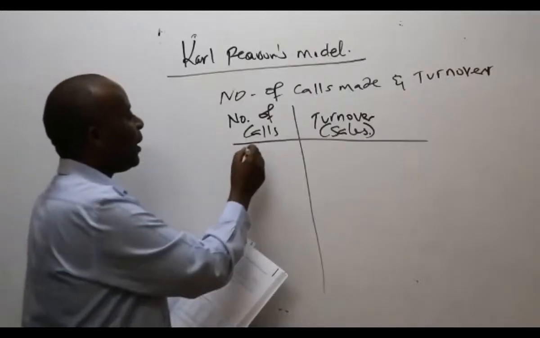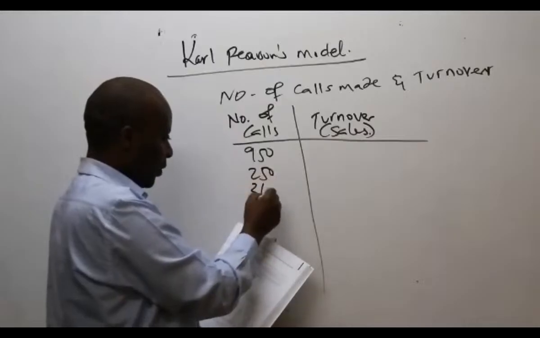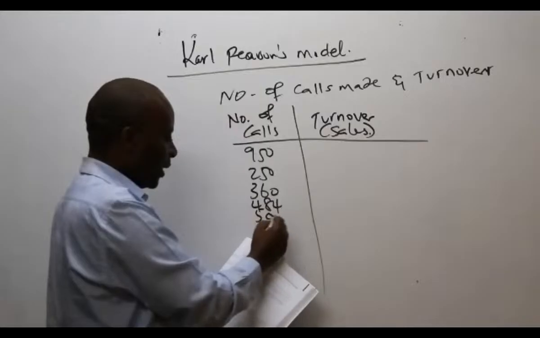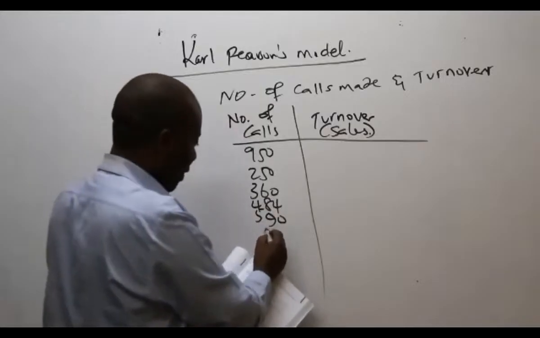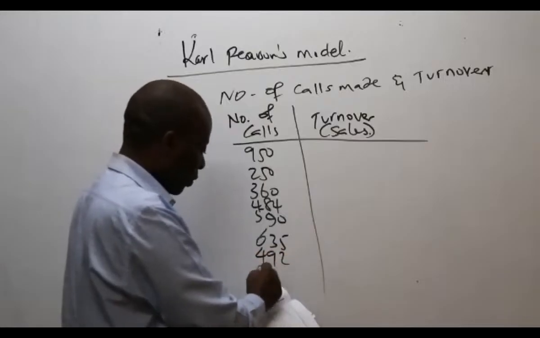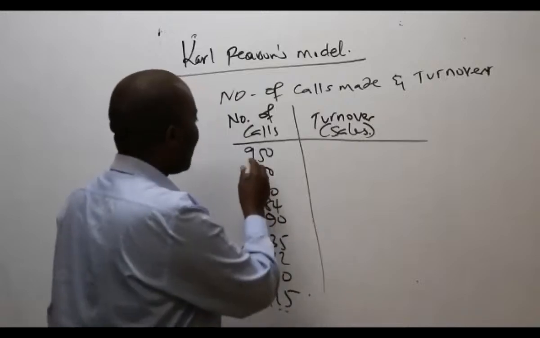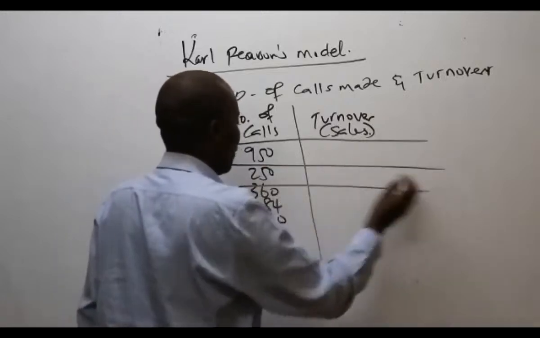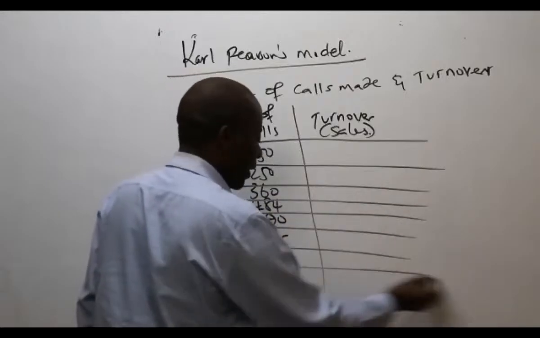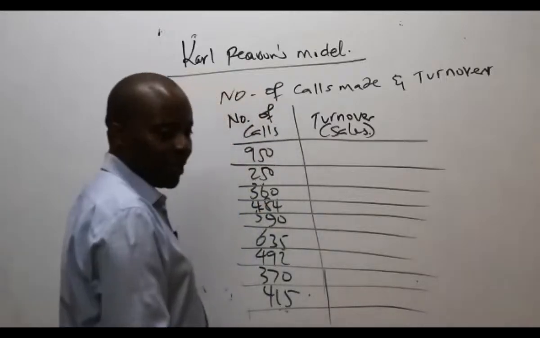So here they have given me 950. Here they have given me 250. Here we have 360. Here we have 484. Here we have got 590. Here we have got, ladies and gentlemen, 635. Here we have got 492. Here we have got 370. And then 415. So, ladies and gentlemen, if that is the case, this is what we need to do very first. You know, QA is the best paper in CPA.